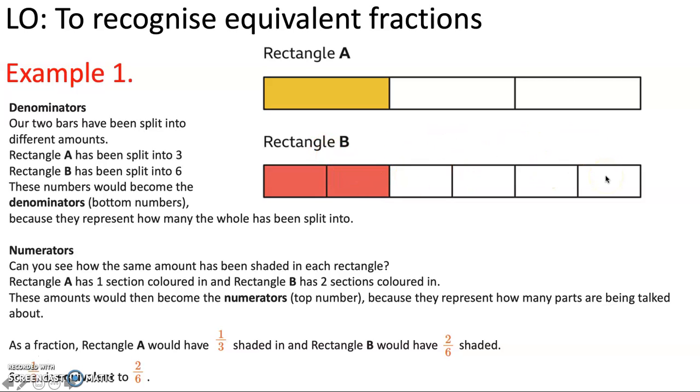These numbers would become the denominators because they represent how many the whole has been split into. Here we can see that one part has been shaded in rectangle A. This would become our numerator. And with rectangle B, we have two parts coloured in. This would also become rectangle B's numerator because they represent how many parts are being talked about. As a fraction, rectangle A would be 1/3 shaded in, and rectangle B would be 2/6. So 1/3 is equivalent to 2/6.